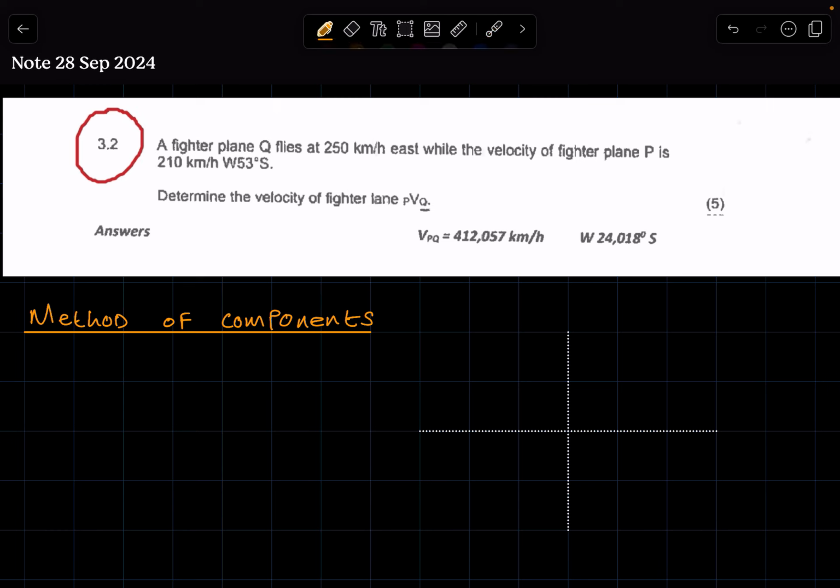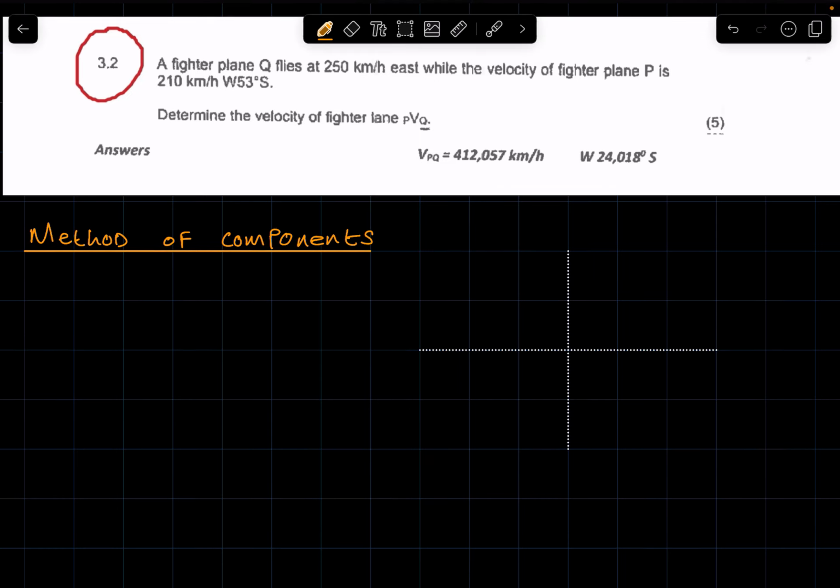Now, if you look at the question, it is: determine the velocity of fighter plane P. So how is this denoted? The first letter represents the object, the second letter represents the frame of reference. So essentially, when they say determine the velocity of fighter plane P, it means they want you to determine the velocity of P relative to the velocity of Q. Because they want us to determine the velocity of P, we are going to take object P as the object, and object Q as the frame of reference.